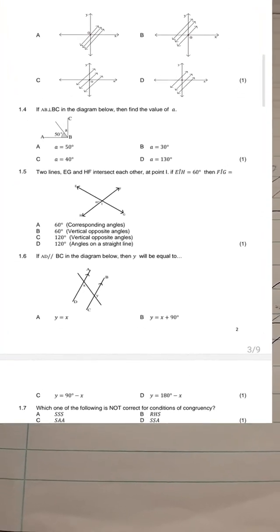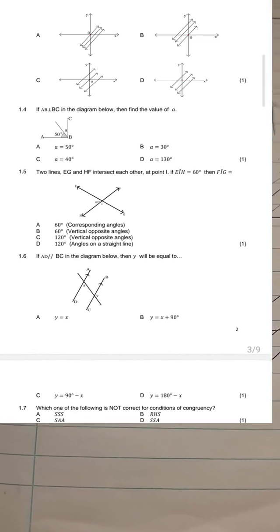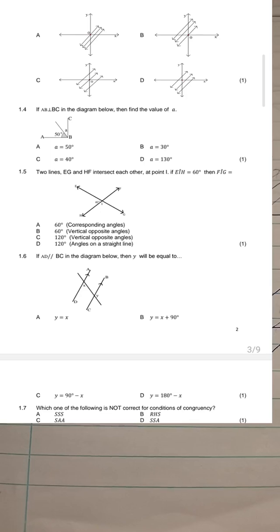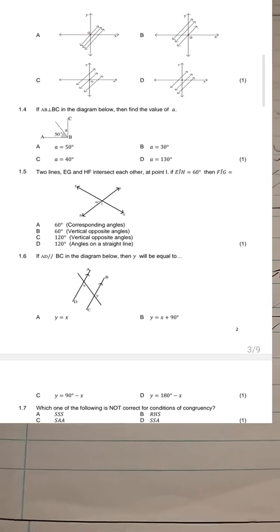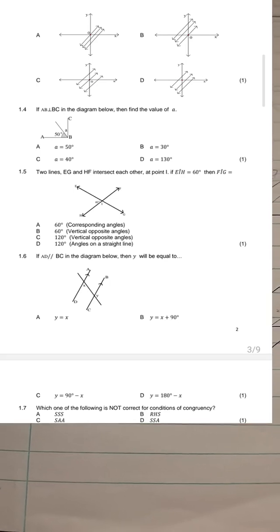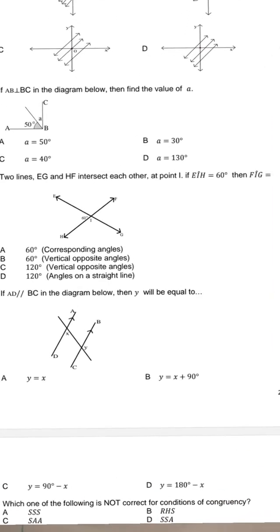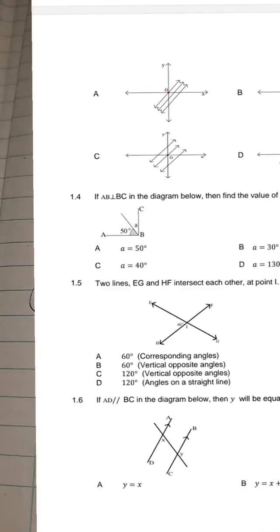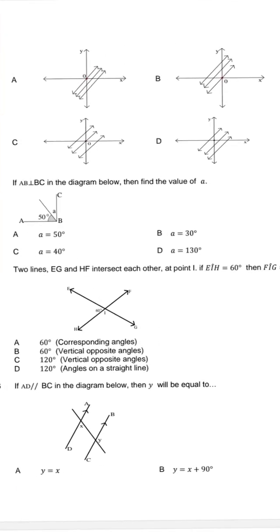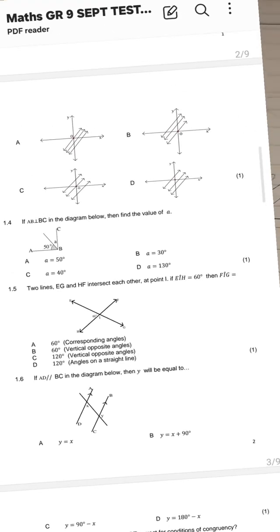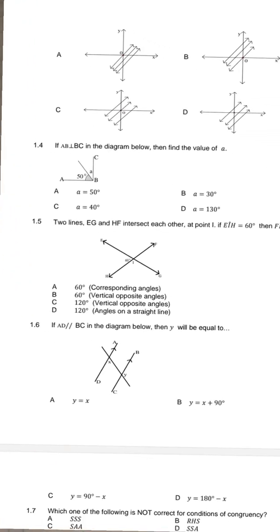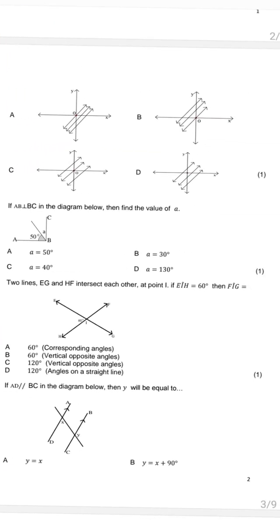Let's look at the next question. 1.5. Two lines EG and HF intersect each other at point I. If angle EIH is 60 degrees, and in the diagram the 60 degrees is marked, then it says angle FIG is equal to, what is angle FIG equal to, guys? If angle EIH is equal to 60 degrees, then angle FIG is equal to, look at the diagram.